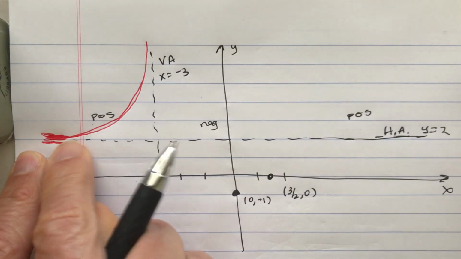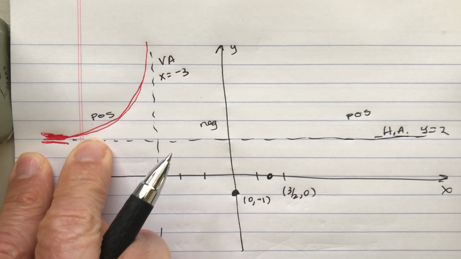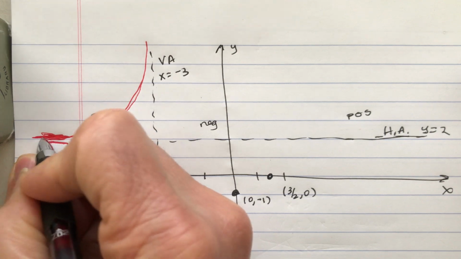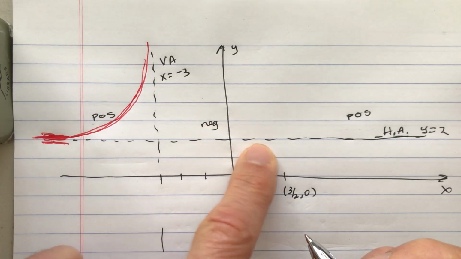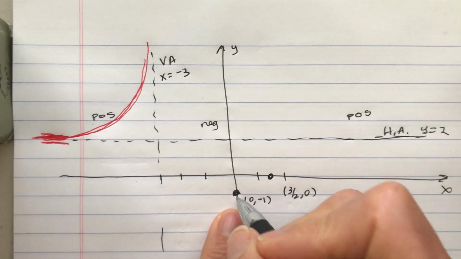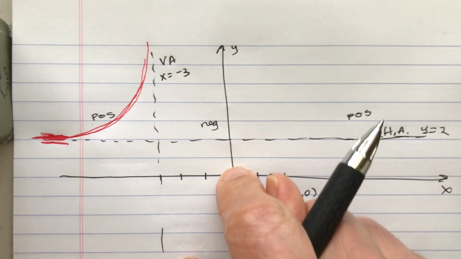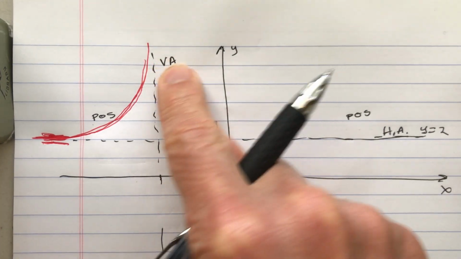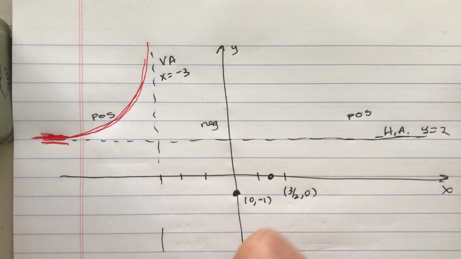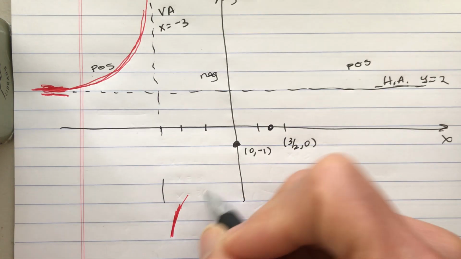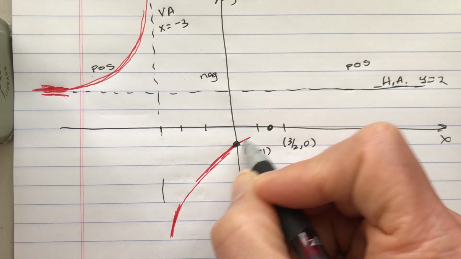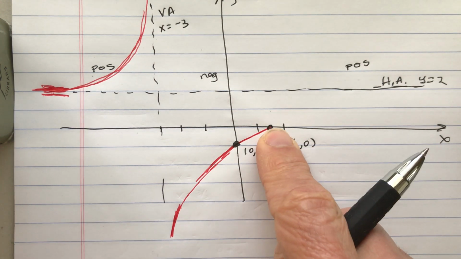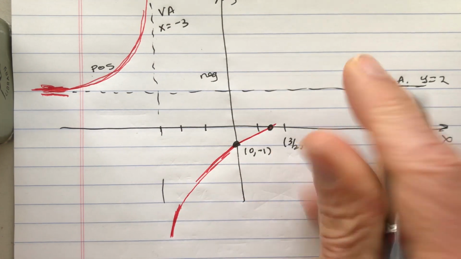And I don't know that it's lying above the horizontal asymptote, but I think it is if we checked it out. Then on this side, it's negative because we did our sign chart. And so because the function is negative to the right of the vertical asymptote, that means it's down here. And then it comes over to the y-intercept, and then it comes over to this x-intercept, and then it becomes positive.